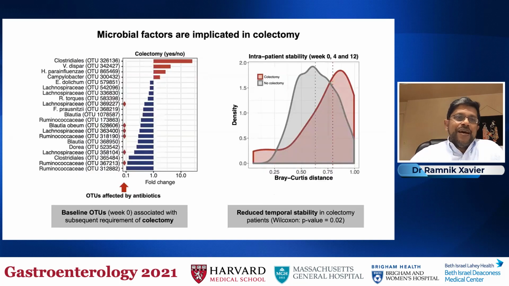What the study also allowed us to do was, by comparing the microbiomes collected at 0, 4, and 12 weeks, we could predict which patient is at risk for a colectomy or is unlikely to require a colectomy. And in this study, 20 of the children required a colectomy by the end of 1 year, and you can see the changes in microbial composition.